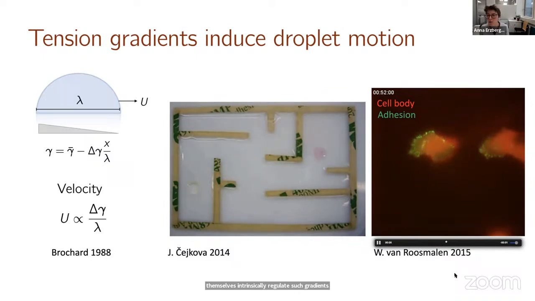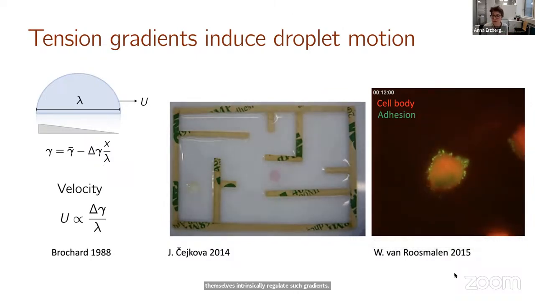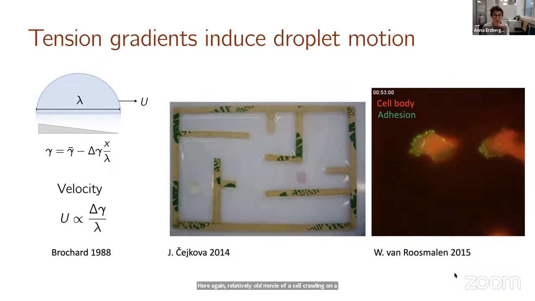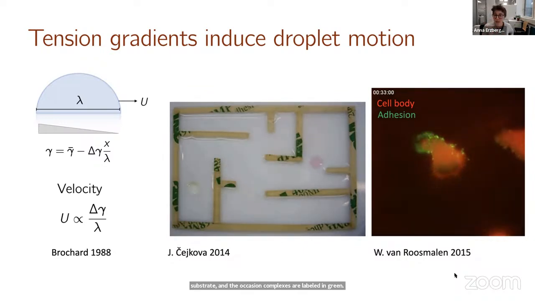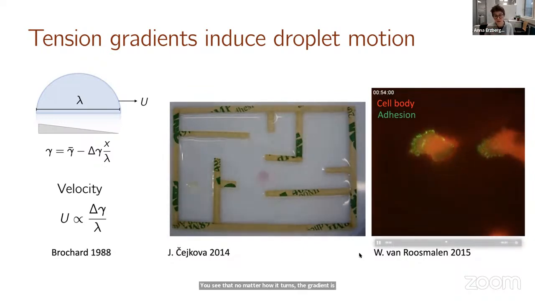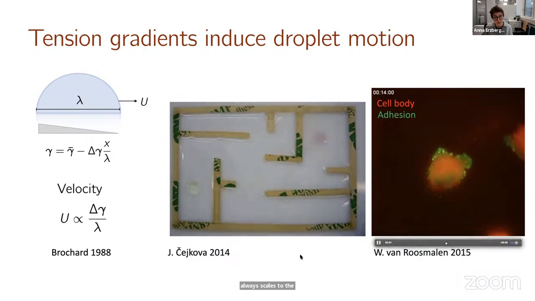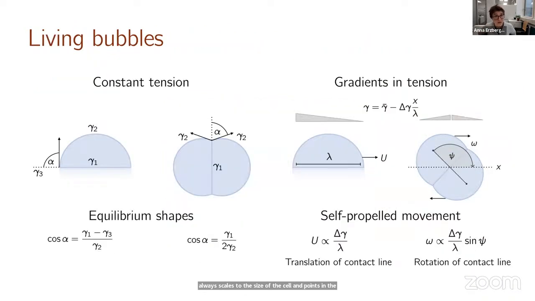Here, again, relatively old movie of a cell crawling on a substrate, and the adhesion complexes are labeled in green. You see that no matter how it turns, the gradient always scales to the size of the cell and points in the direction in which the cell is moving. Now, for crawling cells, for migrating cells, this kind of stuff has been studied quite extensively, both on the theoretical and on the experimental side.